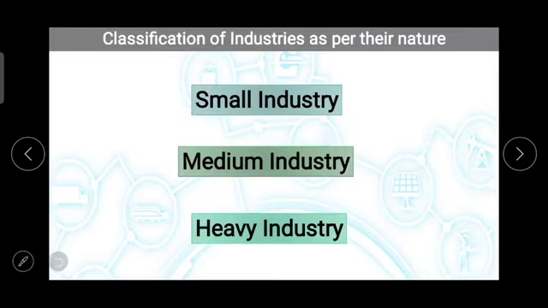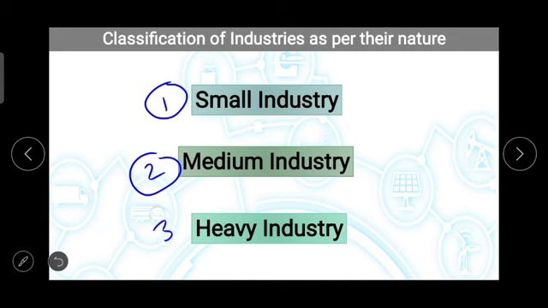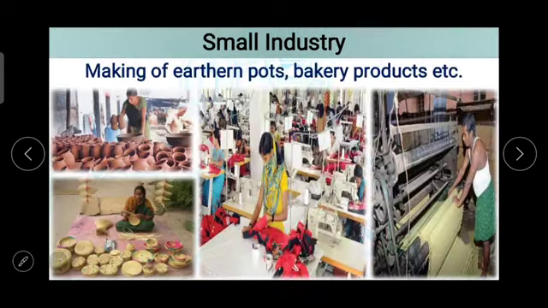Now the next point, classification of industries as per their nature. As per the nature, there are basically three types of industries. The first one, small industry, as it is in the name only, the industry which is small in size or small in nature. Then the medium industry, and the last one, third, heavy industry. Now one by one we'll talk in detail about this.